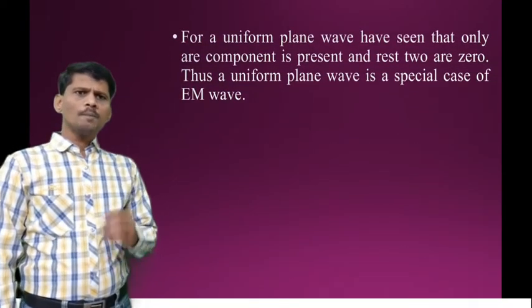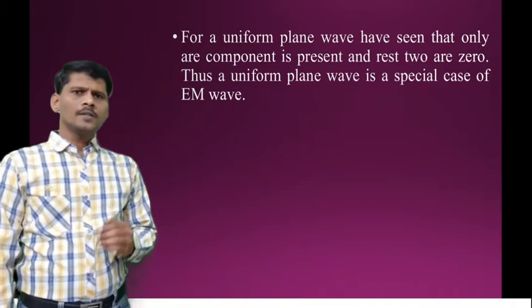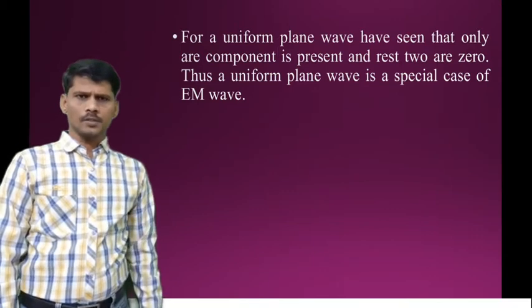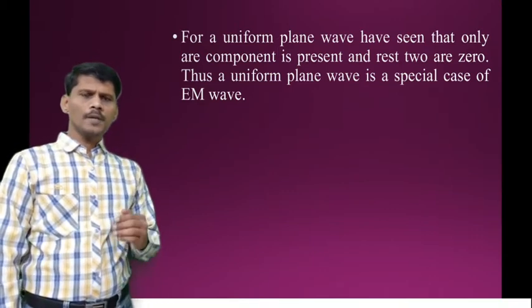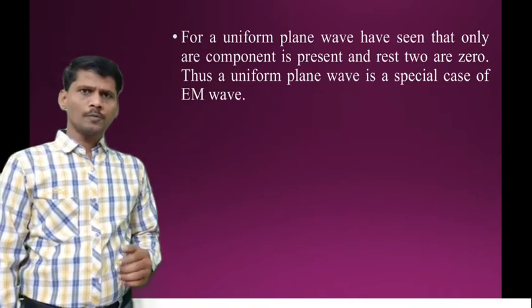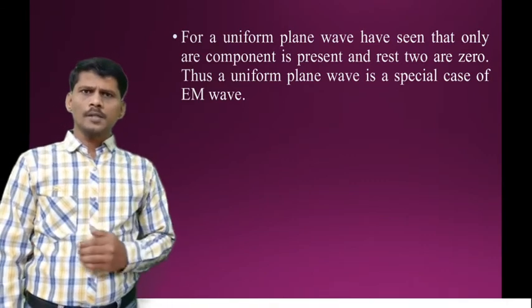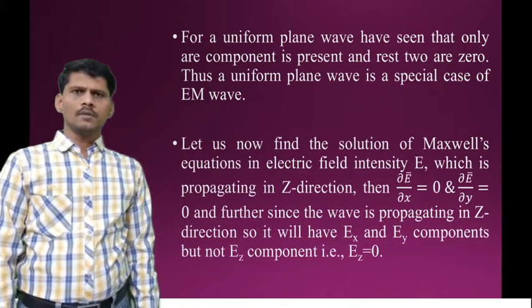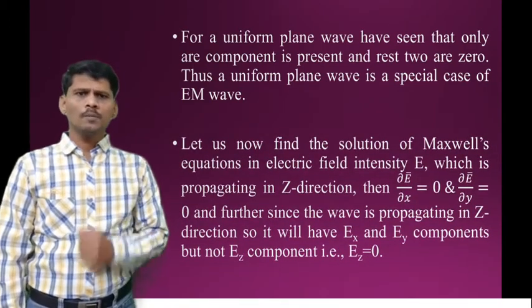For uniform plane wave, we have seen that only two components are present and the remaining component is zero. Thus, uniform plane wave is a special case of electromagnetic wave. So what is the condition of the uniform plane wave?